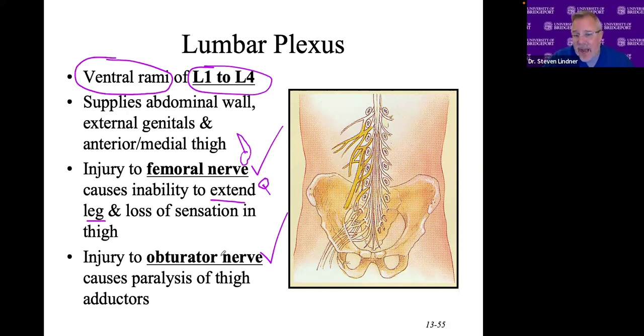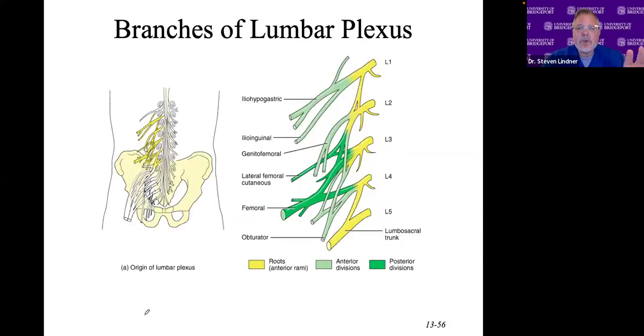The other big nerve is the obturator nerve, and the obturator goes to the inner thigh. And when you think of muscles of the inner thigh, we're thinking adductors. Adductor longus, adductor magnus, adductor brevis. So here is the lumbar plexus, and we can see pretty much L1 through L4. The femoral nerve and the obturator nerve are two of the biggies that come off of it. But this one's also interesting, that lateral femoral cutaneous nerve.